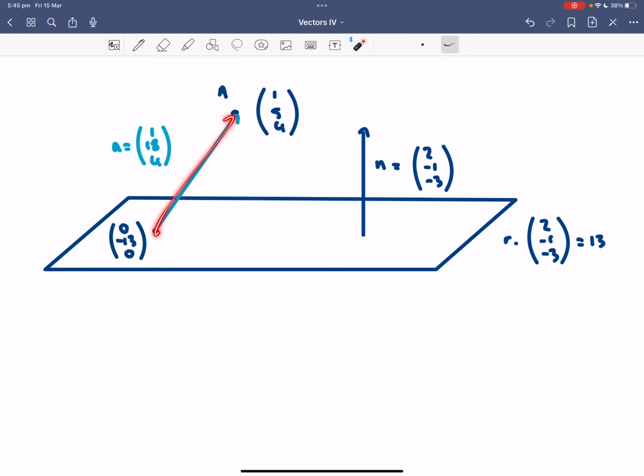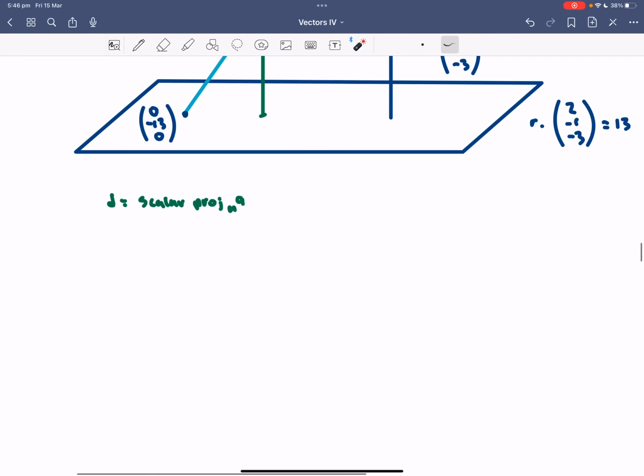In fact, the minimum distance would actually be like this right here. And I hope you guys realize that D is the scalar projection of A onto N. It is the component of A that is parallel to N, but just the size. And what's our formula for scalar projection of A onto N? A dot N divided by the magnitude of N. If you get a negative number, you just make it positive.